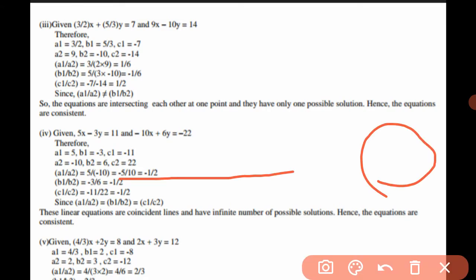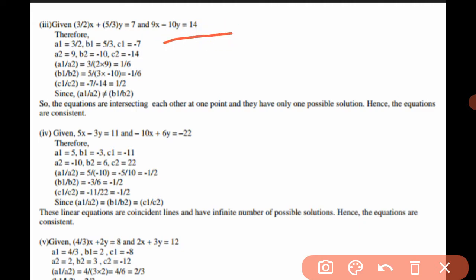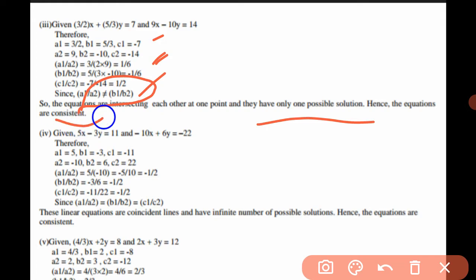Now after this, see the third part. In the third part we have been given 3/2 x plus 5/3 y equals 7 and 9x minus 10y equals 14. So first we will find a1/a2, b1/b2 and c1/c2. So in this case a1/a2 is not equal to b1/b2. Therefore a unique solution is there, the lines are intersecting, so it will be consistent.